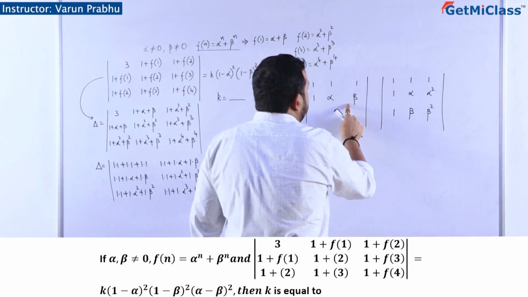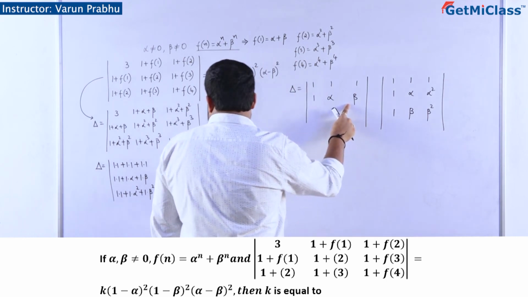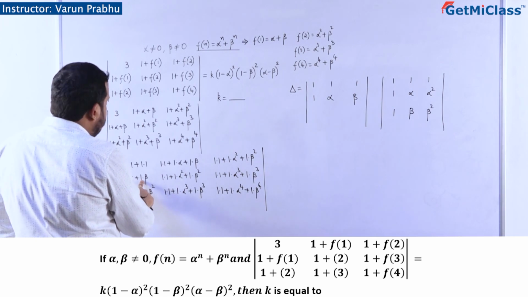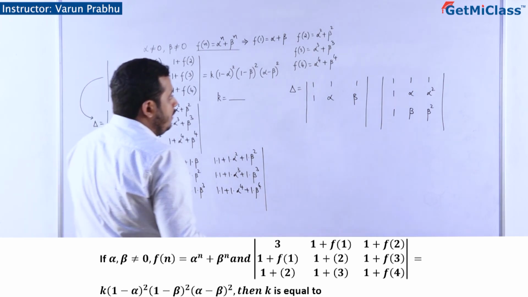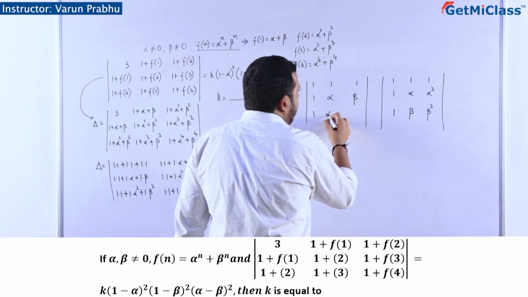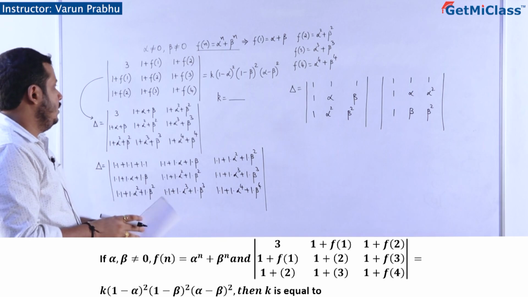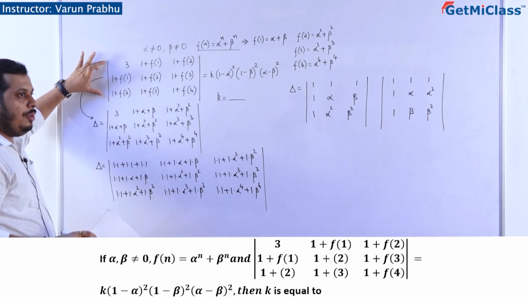See here, if I consider the second row like this, 1 into alpha, 1 into plus 1 into beta, is it right? And here 1 into 1, 1 into alpha square, 1 into beta square. Similarly, 1 alpha square and what is it? Beta square. Correct or not? So ultimately this is basically a matrix, right? Whose determinant is to be found out.